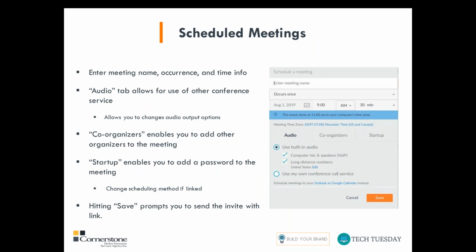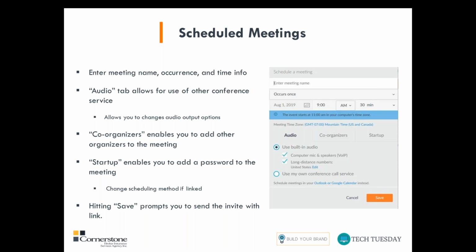The scheduled meetings are really what I'd recommend using if you're trying to schedule something with someone, hence scheduled meetings. If you enter a meeting name and occurrence, as well as the time information, that's just the basics. There are tabs underneath the setup window for audio, co-organization, and the startup. The audio tab allows you to use other different conference call services, so you're not limited to the GoToMeeting platform. We'll be covering a few of the other options here on a later slide.